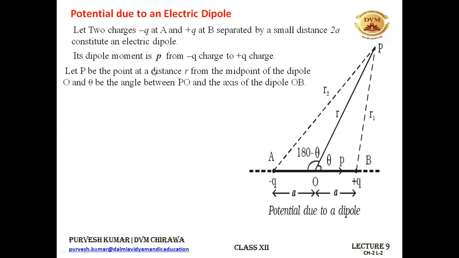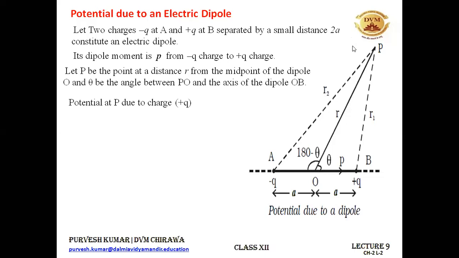Let this capital P be a point. I've told you about this capital P point. It is at a distance r from the midpoint of the dipole, and theta is the angle between PO and the axis of the dipole OB. So this is the axis of the dipole OB, the line joining the two charges of the dipole, and the angle between OB and PO is theta. All right. Now we need to find the potential at point P.